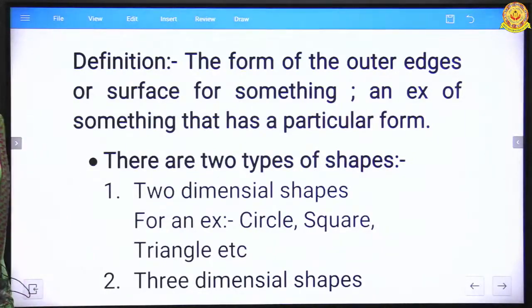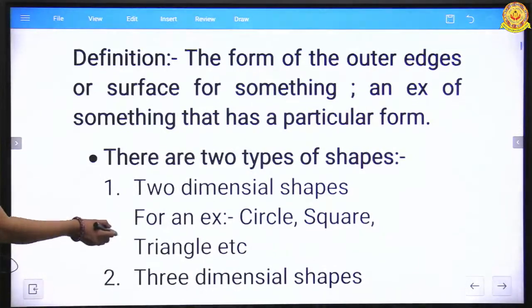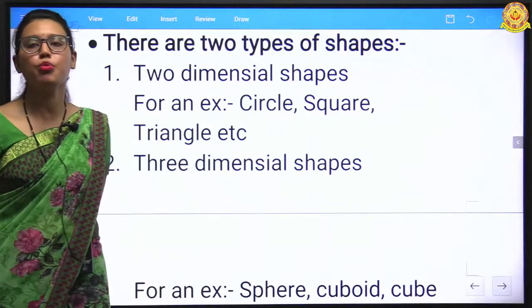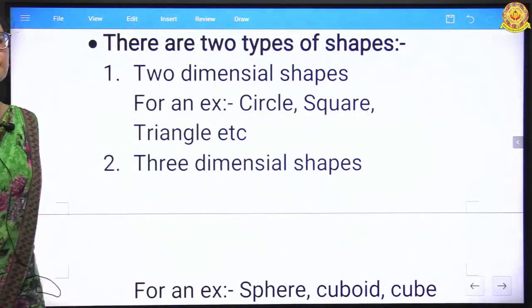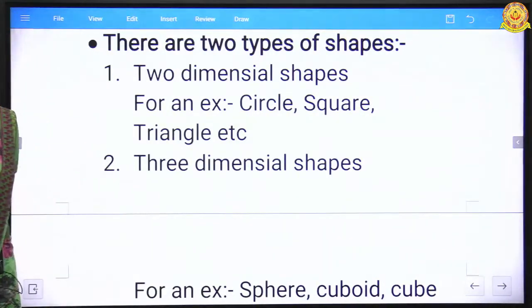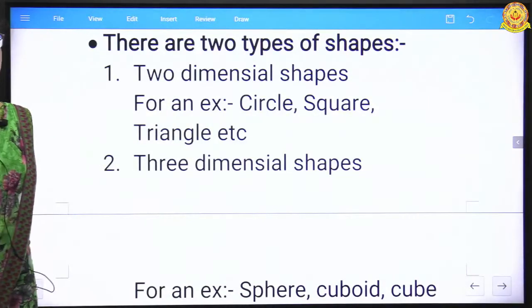So let's start our chapter. There are two types of shapes. First is two-dimensional shape. For example, circle, square, triangle, etc. These are two-dimensional shapes. And there are three-dimensional shapes also. For example, sphere, cuboid and cube, etc. Those shapes are called three-dimensional shapes, which are visible from the three sides of our eye.